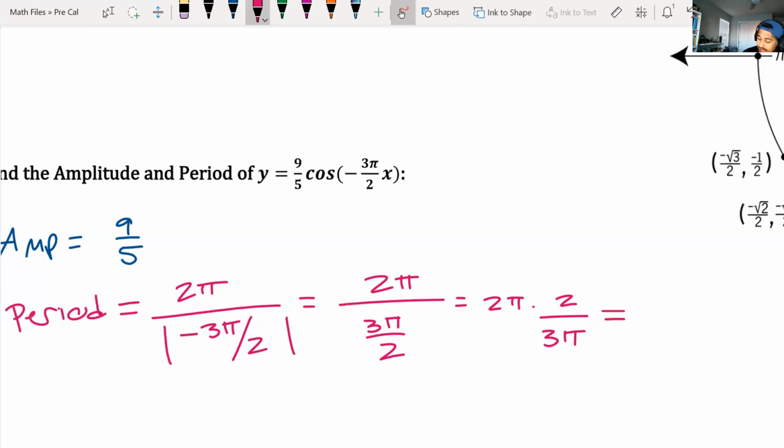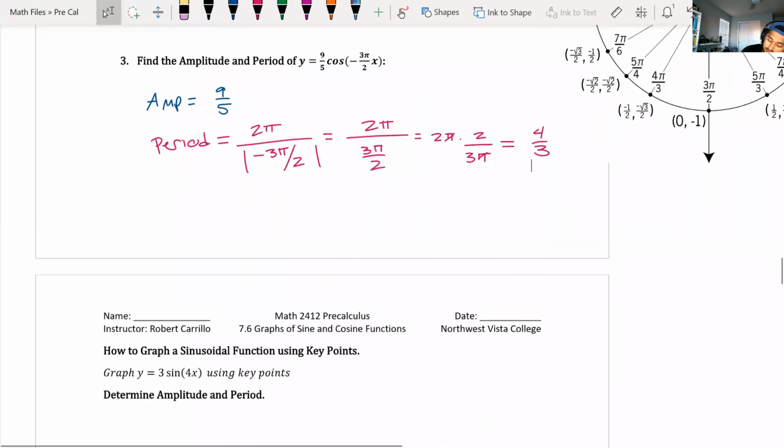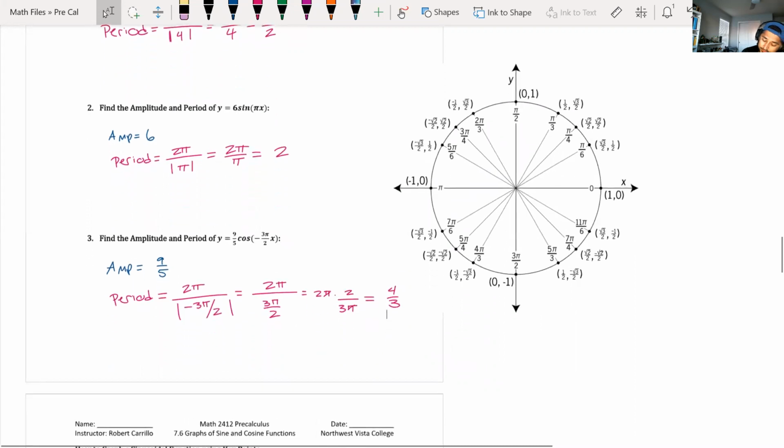Good, because your pi's will cancel, right? Yeah, 4/3. All right, perfect. That means this would repeat itself every 4/3. All right, that is amplitude and period, which is going to help us for the next page. Because if you absolutely hate transformations, then there is another way to graph these trig functions, and you can do it by key points. So let's get into that.